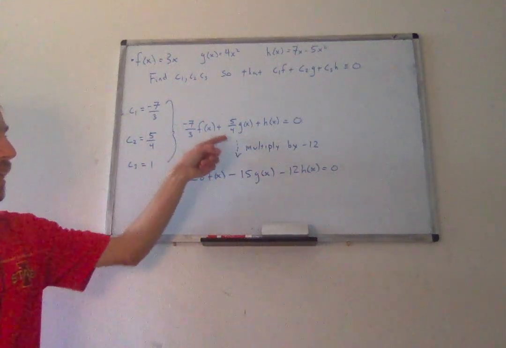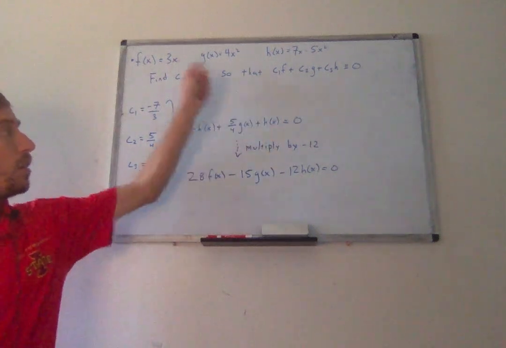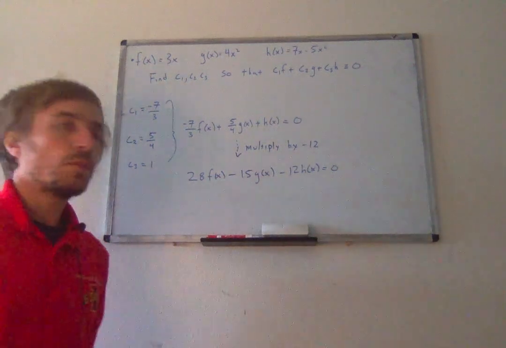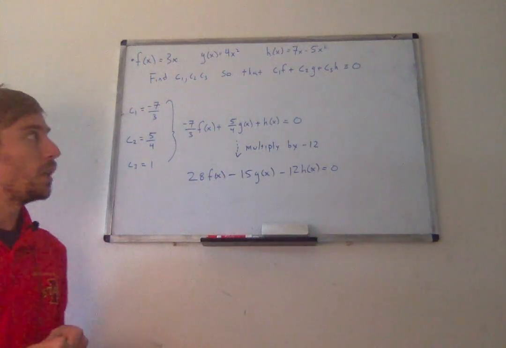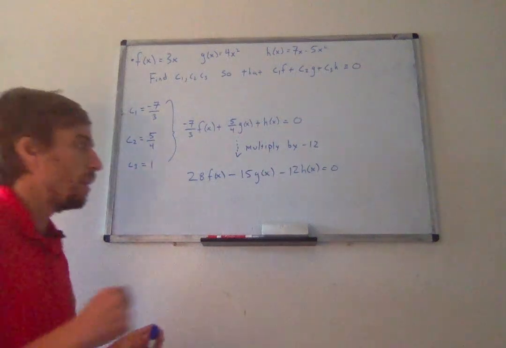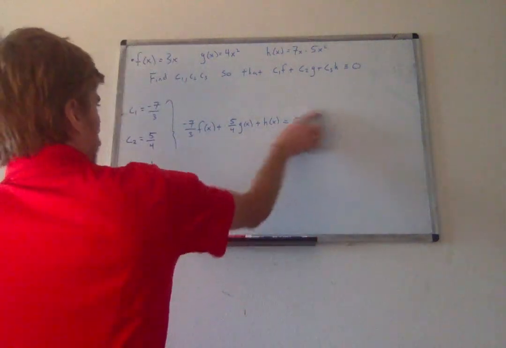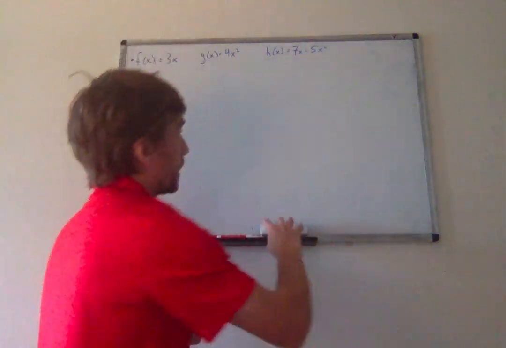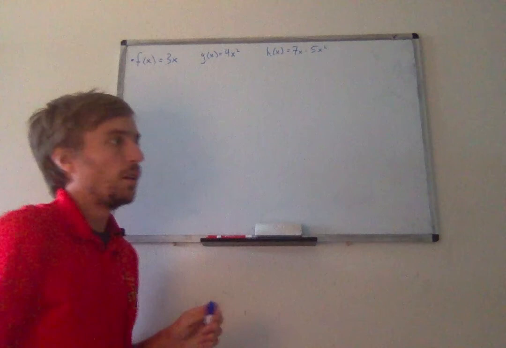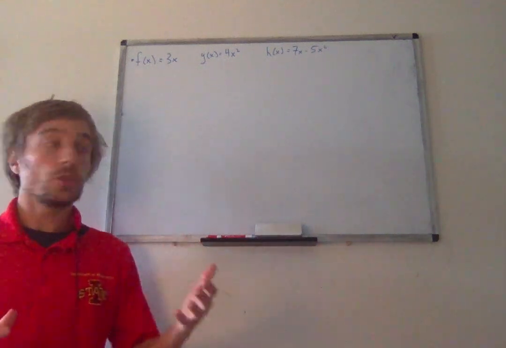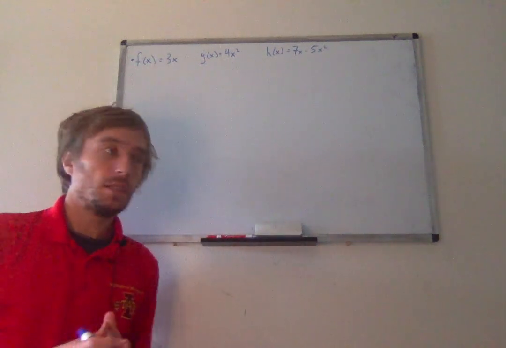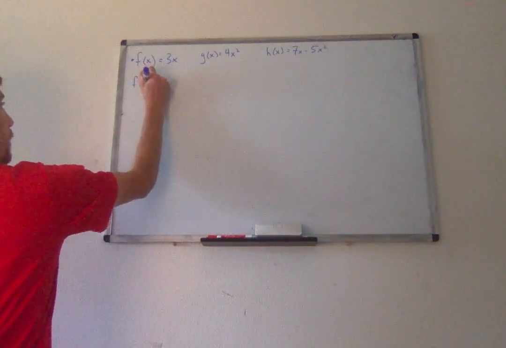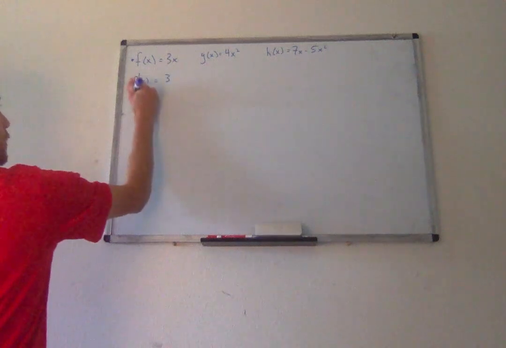If you find the constants that actually make this sum 0, then you've proven that these are linearly dependent. Sometimes that's actually kind of hard. As we saw, not really in this case, but in some cases, it can be quite difficult to find those constants. And so that's why it's nice to have another way of proving that these functions are linearly dependent. So to do this, we're going to need to calculate the first and second derivatives of each of these functions.